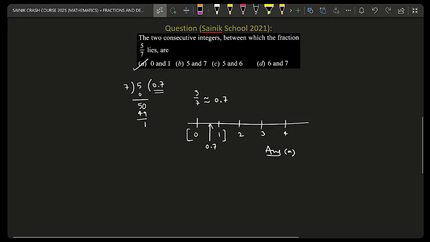Copy the question as well as the solution before we move to the next question. Okay, I hope everybody copied and we are going to the next question. Copy quickly.